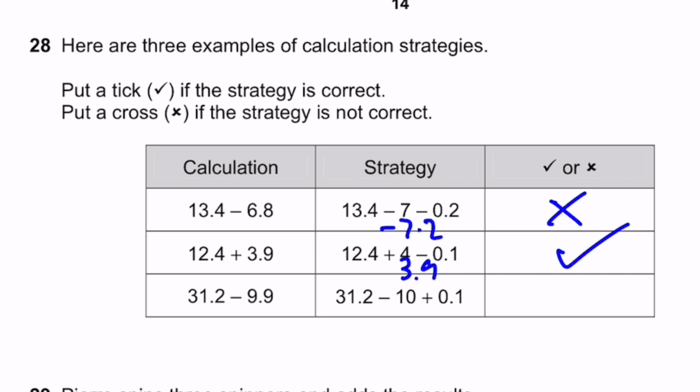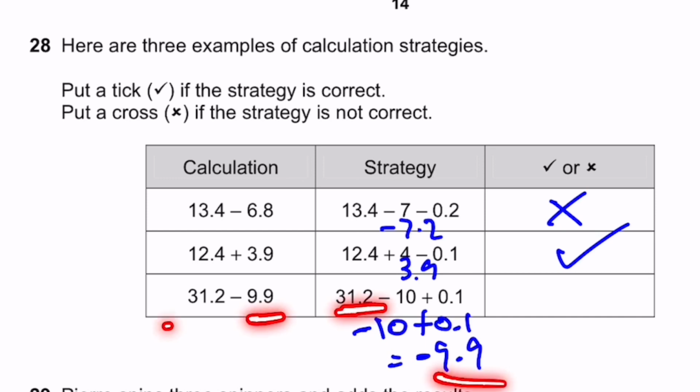Strategy is correct. 31.2 minus 9.9. 31.2 minus 10 plus 0.1 is the strategy. So negative 10 plus 0.1 is equal to negative 9.9. And both of these are equal. 31.2 is also equal. Therefore, the strategy is correct. They will give the same answer.